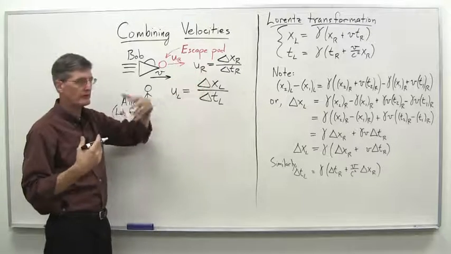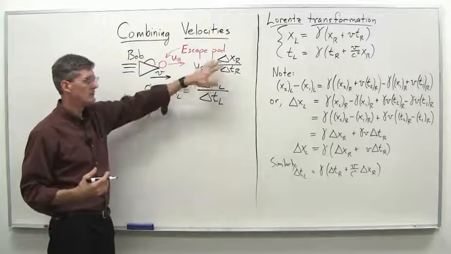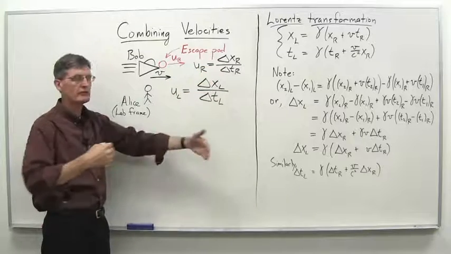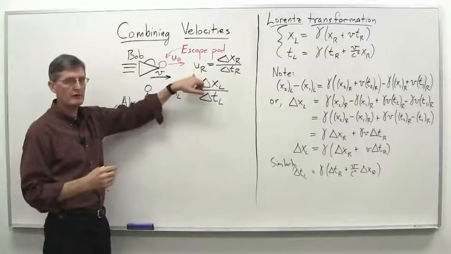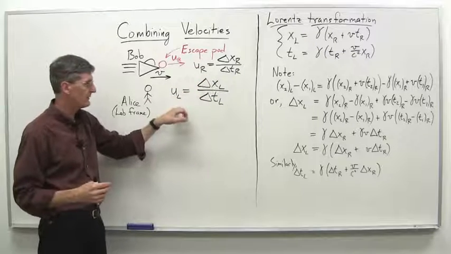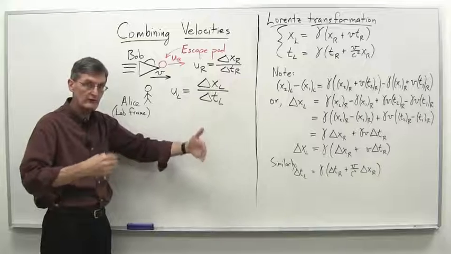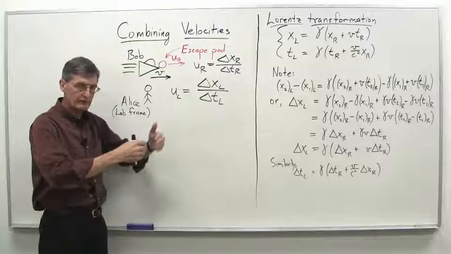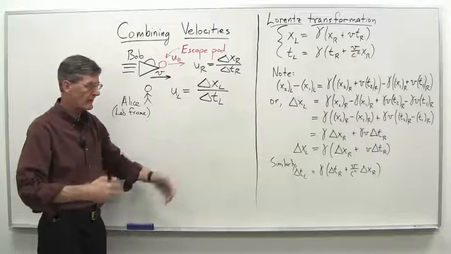Bob says, hey, I measured my escape pod going off and used delta x sub r, delta t sub r, and gives us some value for that. So we know what u sub r is. Now we want to find out what that value is as far as Alice sees it. That's going to be distance covered in her frame of the escape pod divided by the elapsed time.